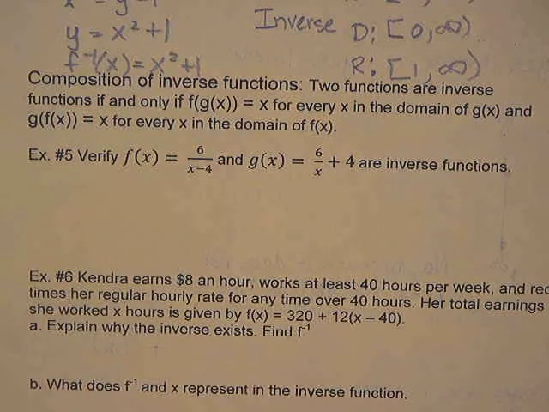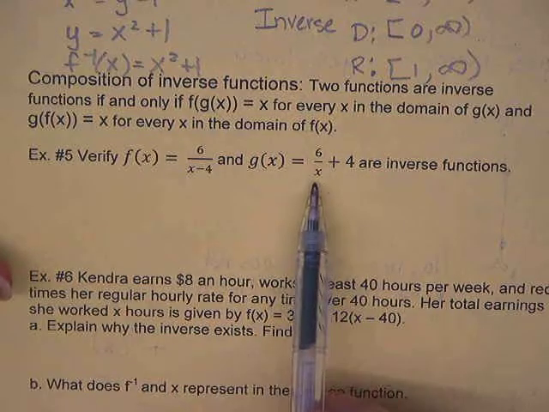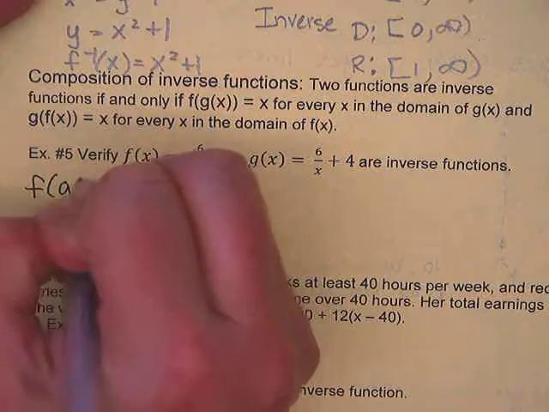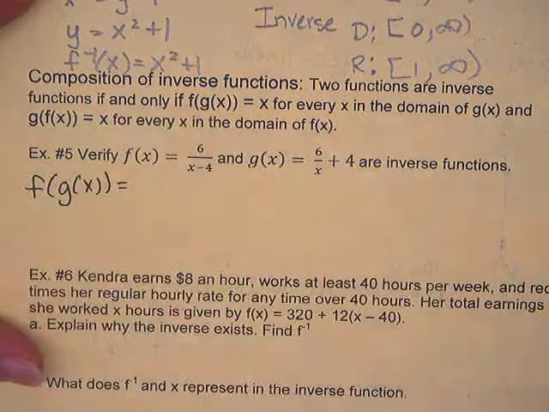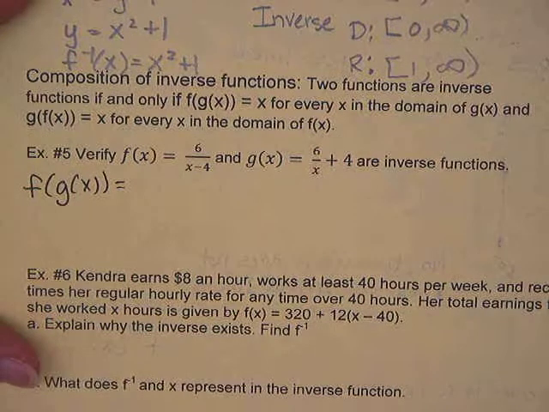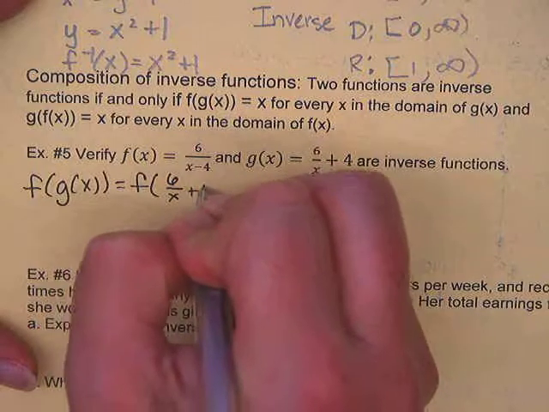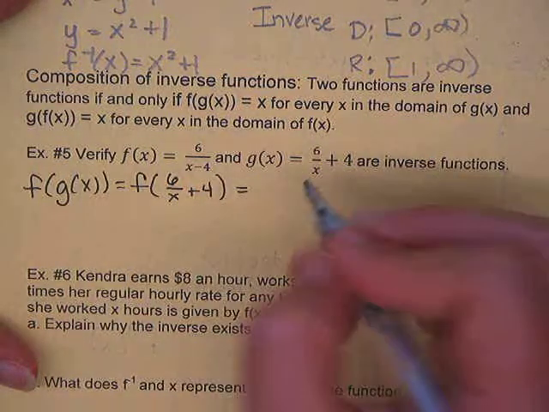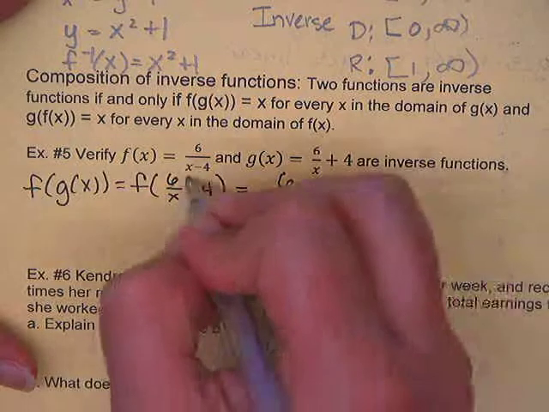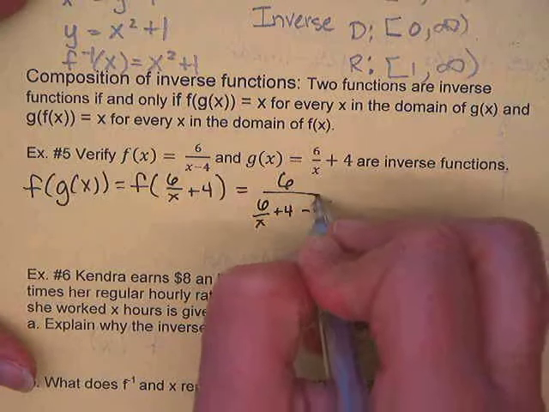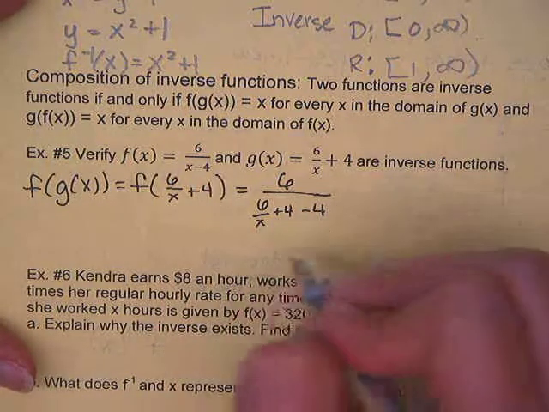So here's an example of two inverse functions, both rational functions, 6 over x minus 4 and 6 divided by x plus 4. And I want to show that when I find the composite function of f of g of x, they undo each other and I get x. So I want to take g of x, which is 6 divided by x plus 4, and plug that into the original function. So 6 over my input, which is 6 over x plus 4. And then I'm subtracting 4 because that's part of the function f.